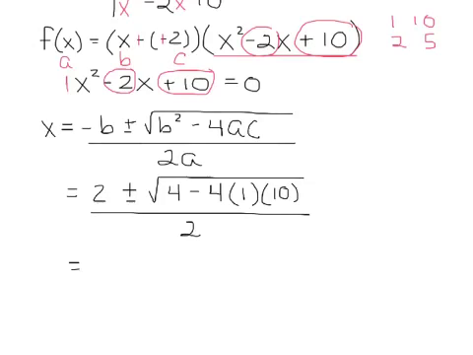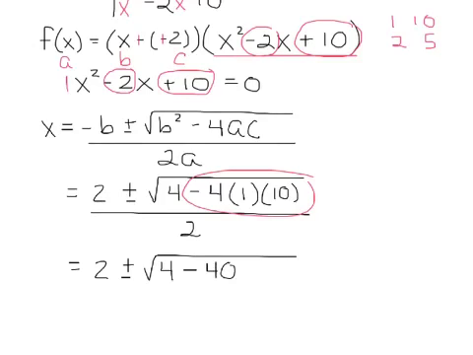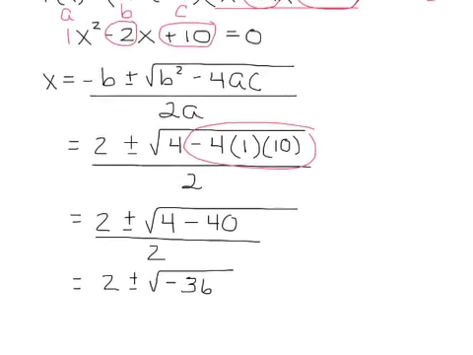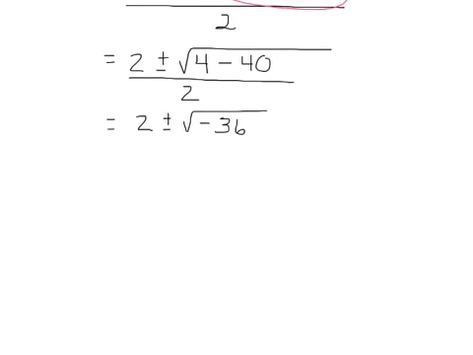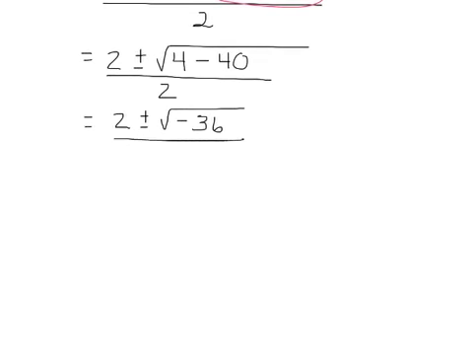Now we'll begin by taking what's underneath the square root and simplifying that. So we still have the 4. There's just the minus, no other negative, so it stays minus, and then 4 times 1 is 4, times 10 is 40. All over 2. Don't want to forget that. And now we can put together our 4 minus 40, so that's a negative 36. Again, all over 2.